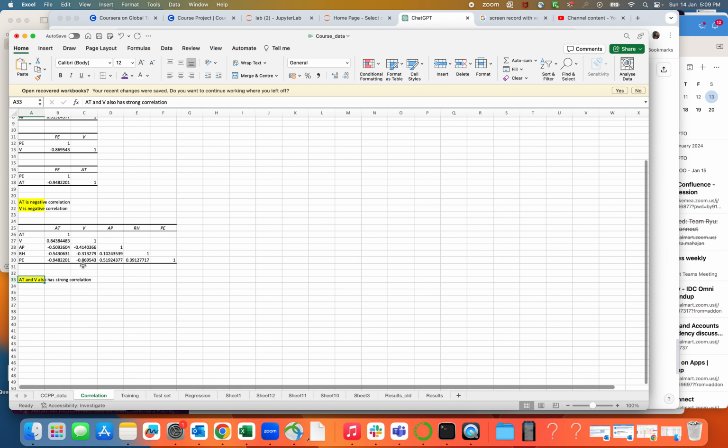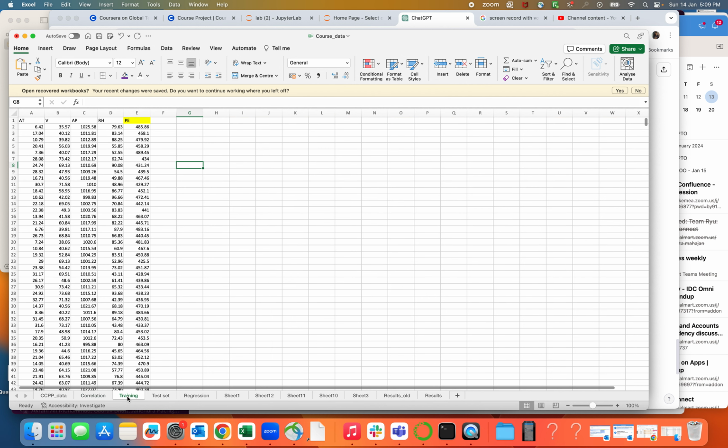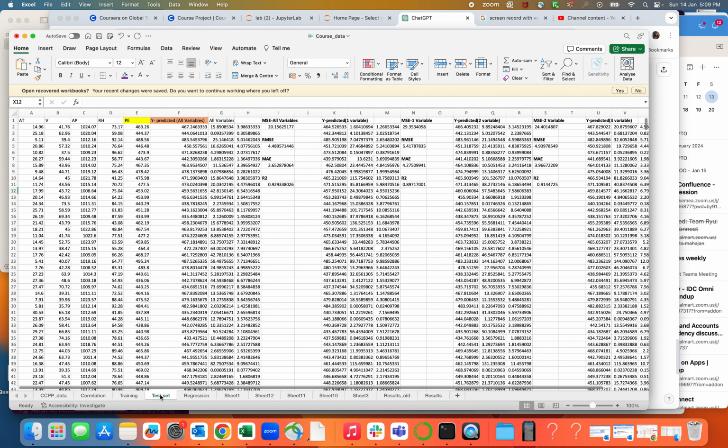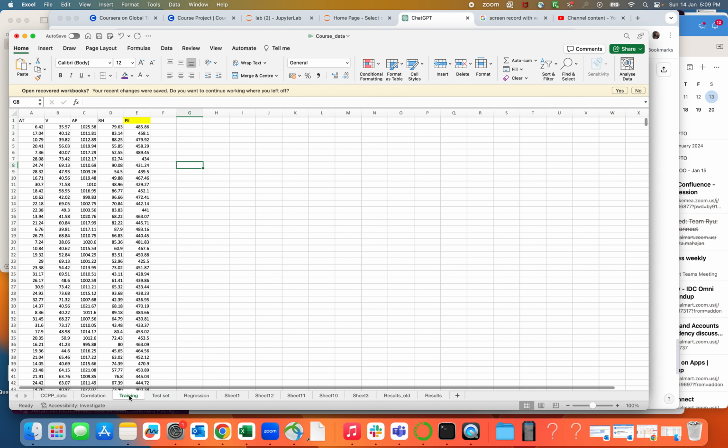That's when I realized that the input features AT and B have a negative correlation to the output variable, which is PE. And if you run a correlation analysis between all the variables, AT and B also have a strong correlation. Apart from that, I took the data and divided it into training and test sets. I took 10% of the data randomly as the test set and the remaining as the training data.